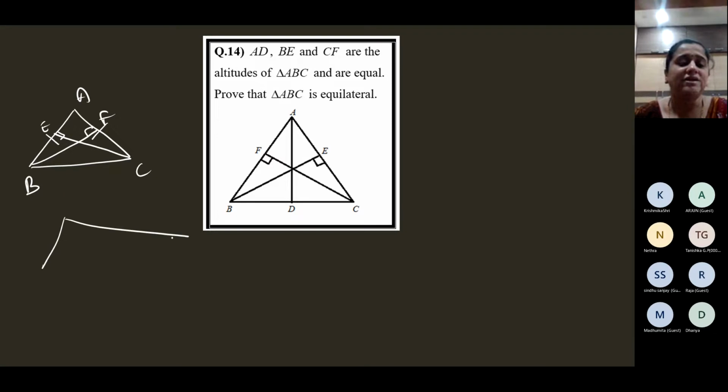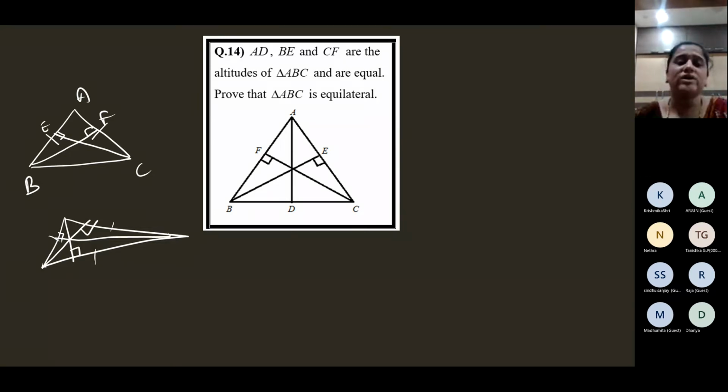In a scalene triangle, no side is equal. So none of the altitudes will be equal in length. In a scalene triangle, all the three sides are unequal. So the corresponding altitudes also will be unequal. The three altitudes, none of them will be equal.